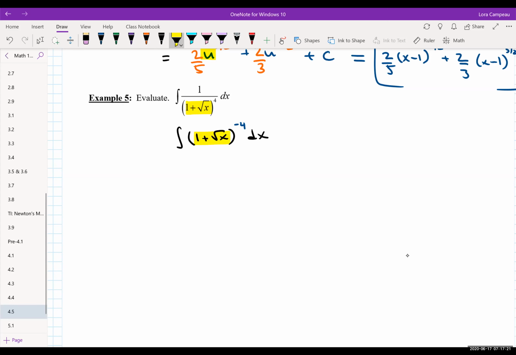Okay, so you rewrote it in terms of a power. And that gives you a heads up to talk about what u would be. Now, to me, it looks like it's going to be 1 plus square root of x, the complication there. So once you identify who u will be, we go through the process and calculate the derivative of u with respect to x. Well, the derivative of 1 is 0. Don't have to worry about that.